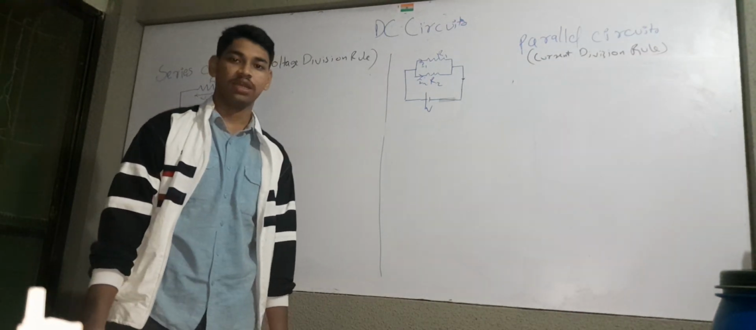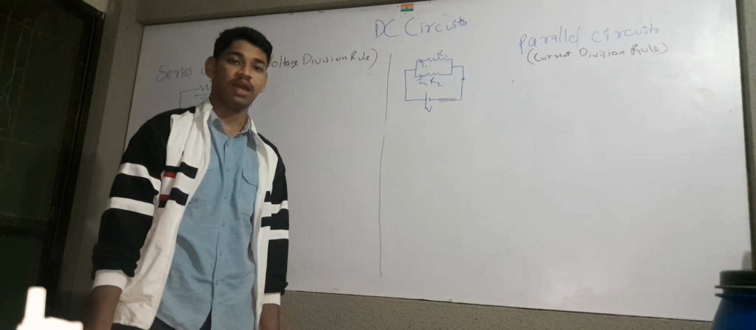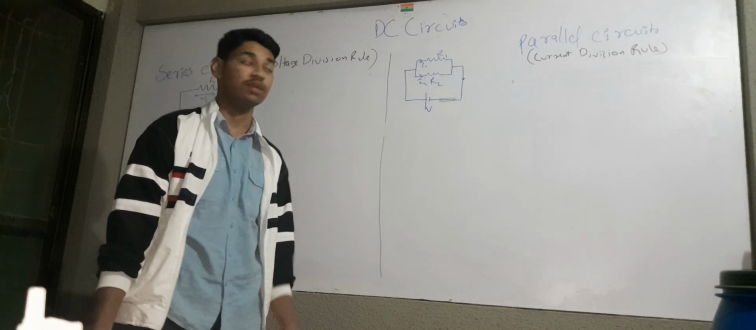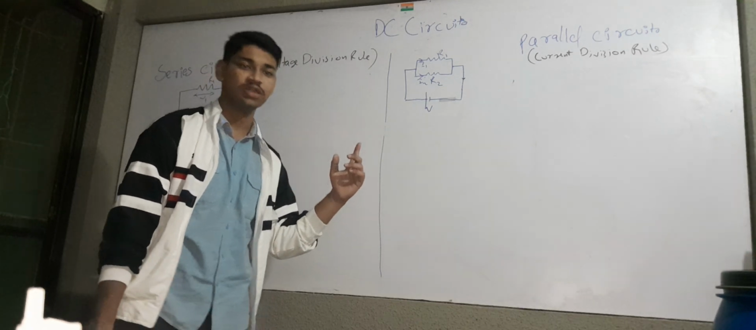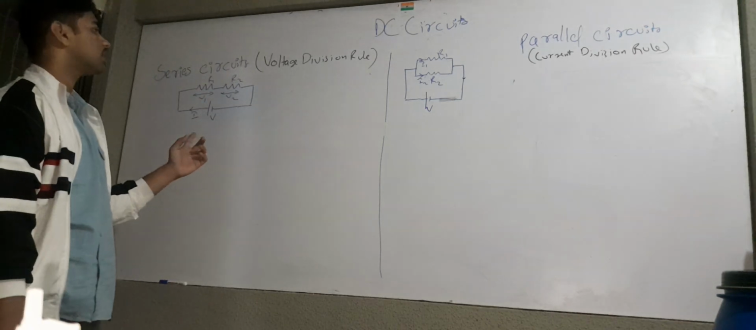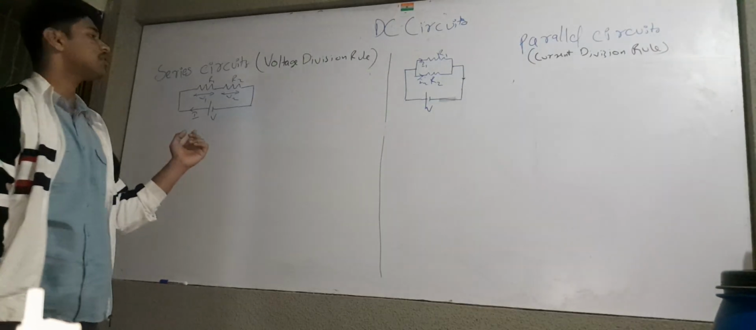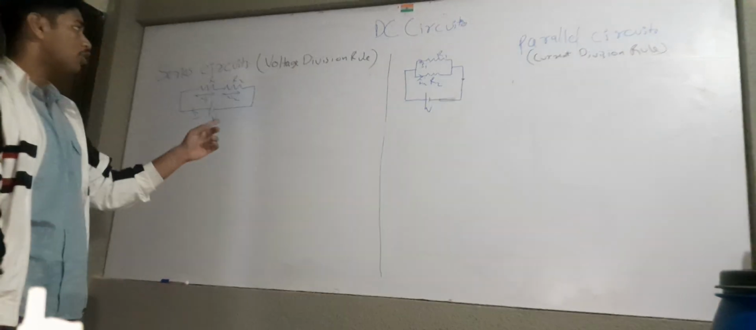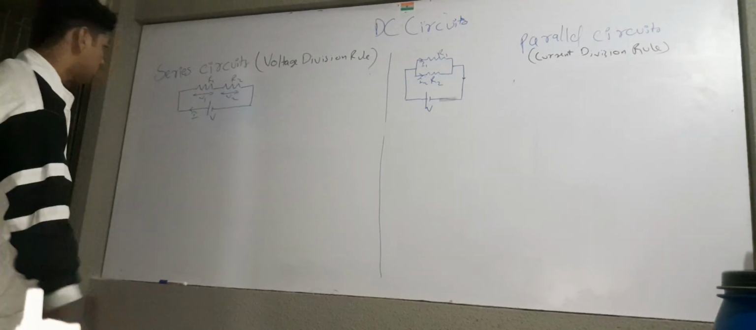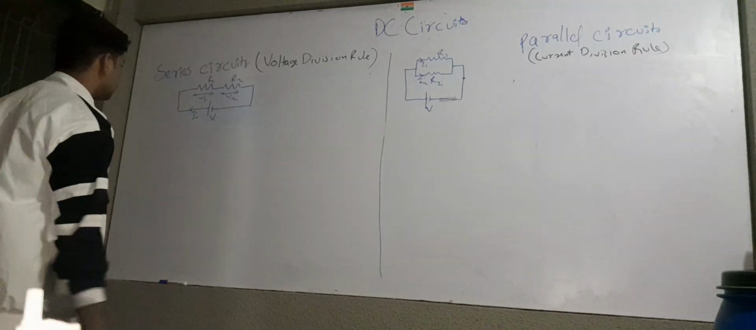Today we are going to study a subject called BEE, and in that we'll study the chapter DC circuits. In that we'll study the topics series circuit and parallel circuits, voltage division rule and current division rule. Let's start with voltage division rule.